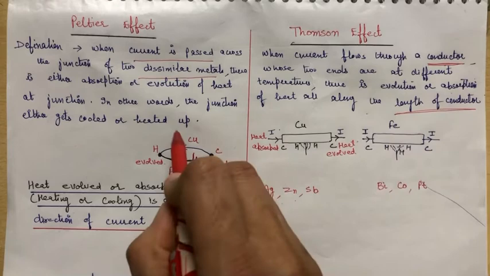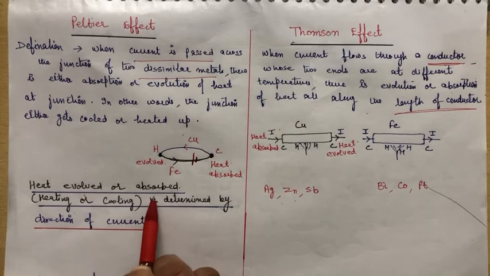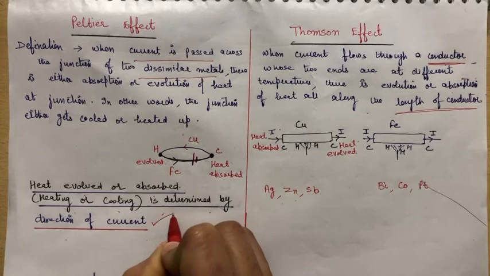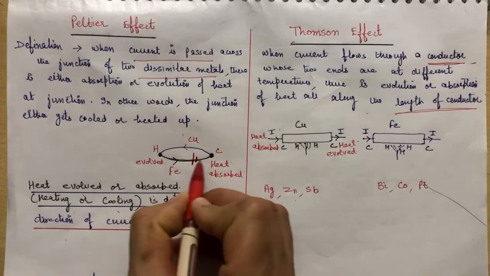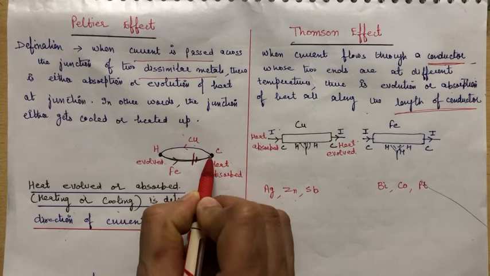Clear? Now the question arises: the heat evolved, meaning heat produced or absorbed, or you can say heating or cooling, is determined by which factor? That is determined by the direction of current. See this: one wire is of copper, another is of iron. We join these two. These are the two junctions. One is this and second is this.